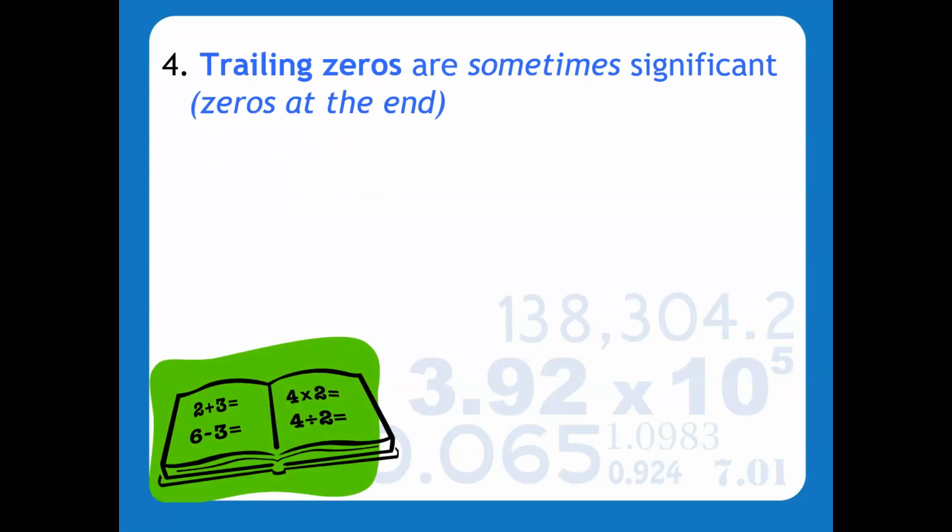Trailing zeros are sometimes significant, and these are the zeros that appear at the end. This is often a very tricky rule for students, especially because they feel it's a little ambiguous when it says sometimes. So let me show you the 2 different things you want to look for to decide whether or not the zeros are significant.